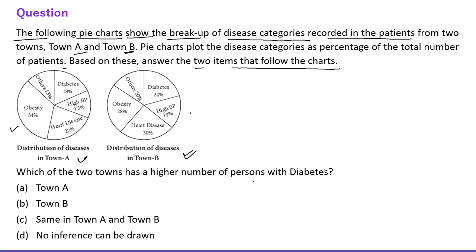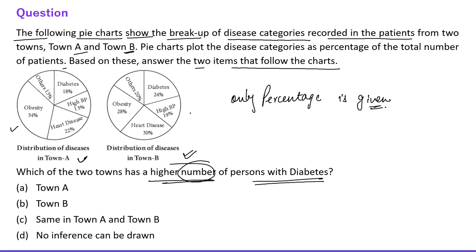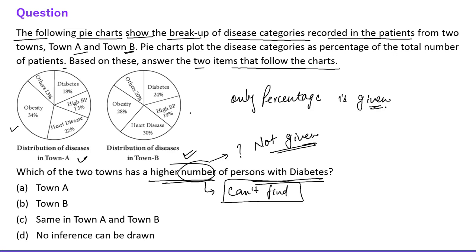See everyone, here only percentage is given, right? But the question is asking which one of the two towns has the higher number. Actually, we don't have the number. Here, the population of either town is not given in the question. We don't know what is the population of town A and what is the population of town B. So we cannot find the number, because here only percentage is given. So here the correct option is option D. No inference can be drawn.